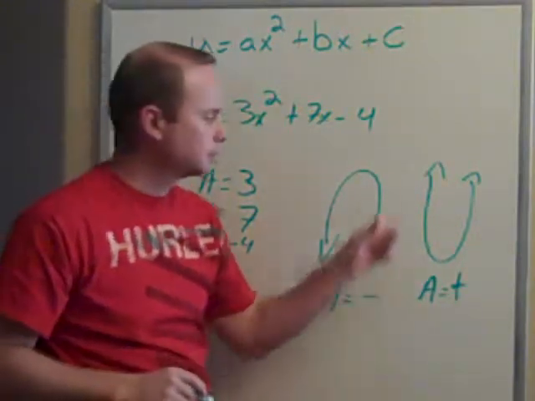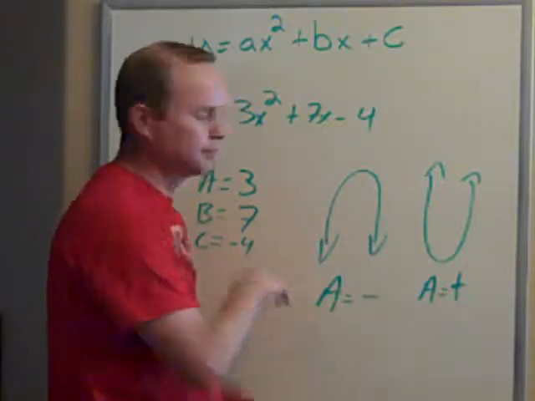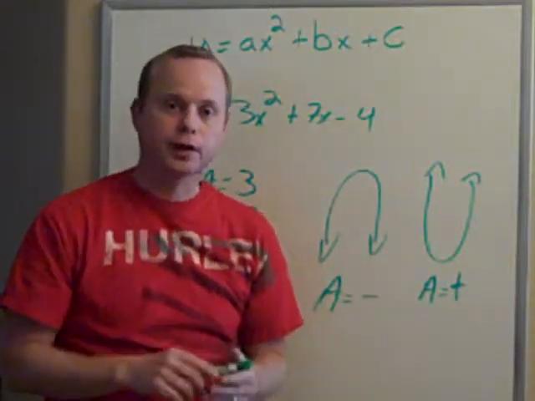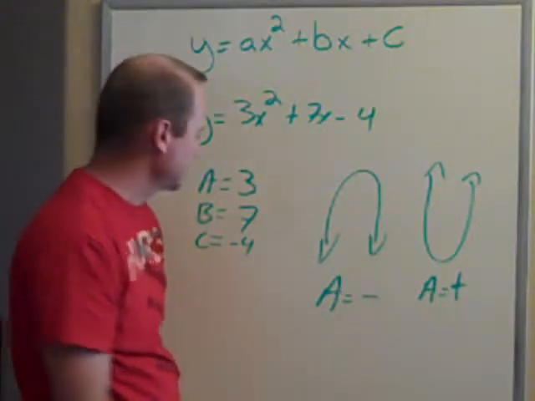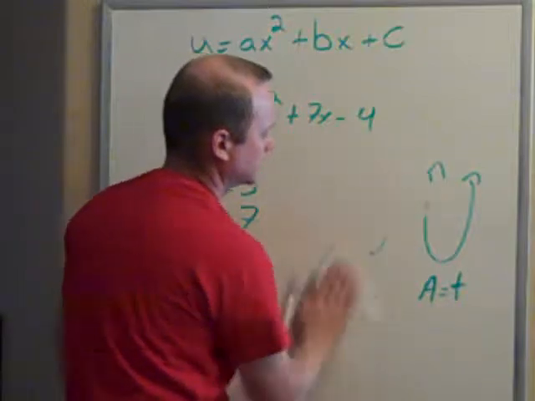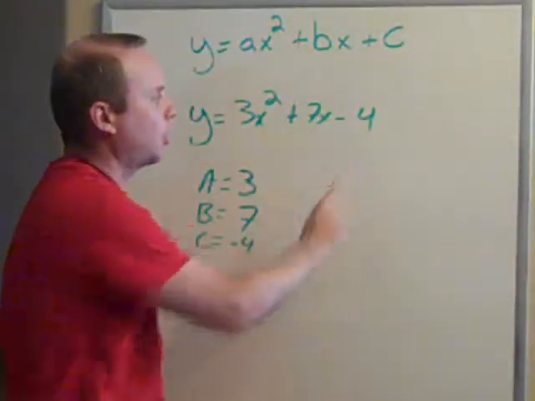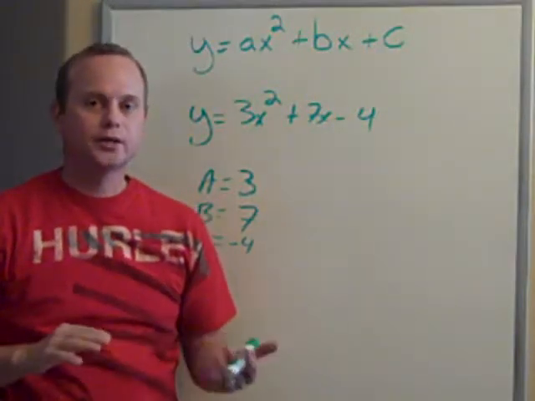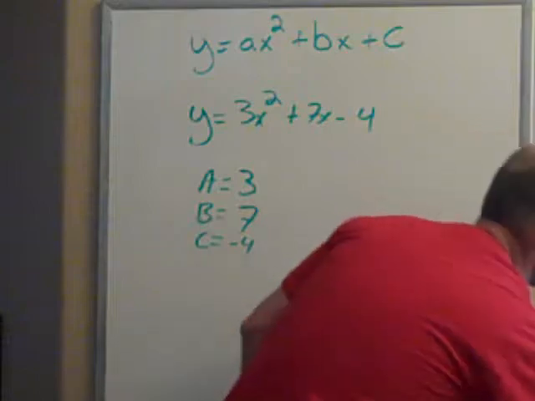The way I remember that is positive people smile a lot, so you can see their smile. But negative people frown a lot, and so it kind of looks like a frown. But that's specific to a. That'll tell us whether it opens up or down. Now, an important part of c here: c in this case always tells us where our y-intercept is. That's where it's going to cross the y-axis. So let's look at one here.